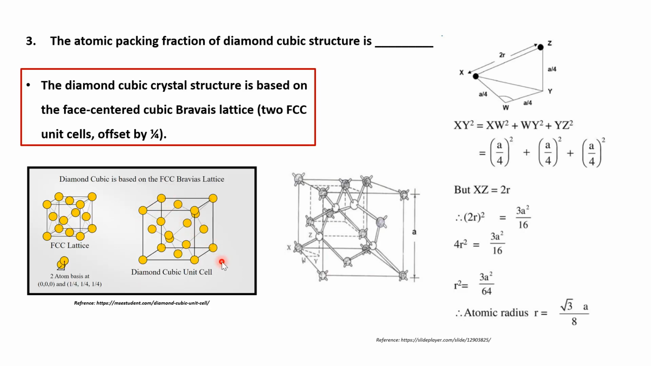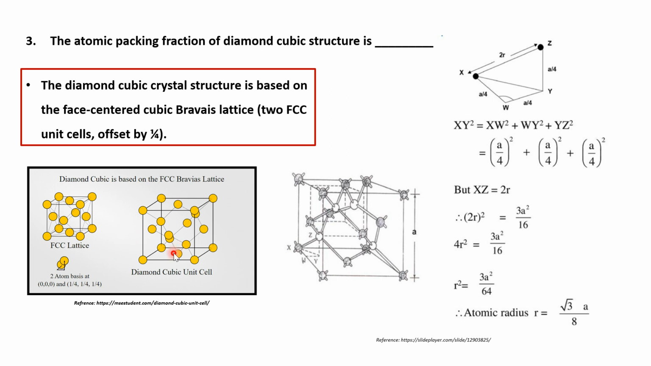So we know that in an FCC lattice, there are 4 atoms per unit cell. That calculation you might be knowing: face atoms will be shared by 2, and therefore 6 faces, 6 into 1 by 2, that will be in total 3 atoms. And corner atoms will be shared by 8, and therefore 1 by 8 into 8 corners, we will be having 1 atom. So FCC will be having total 4 atoms. In addition to those 4 atoms, we have at 1 by 4, again 4 atoms will be there.